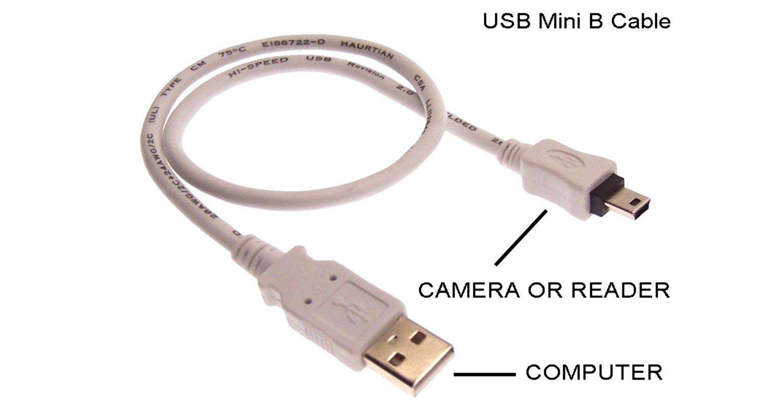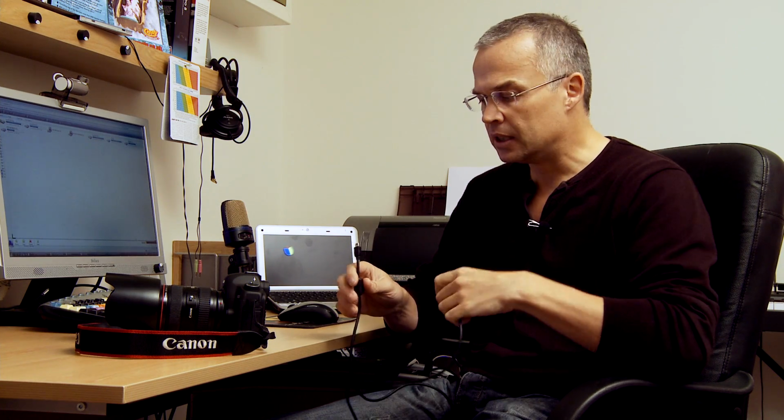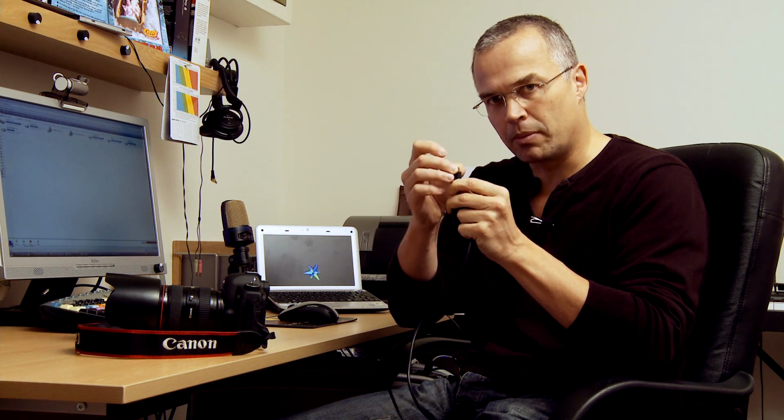And just to explain, you normally get the cable required in the box when you buy the camera. If you bought it secondhand, you didn't get these cables, the chances are you're going to need one of these. One of the ends is a USB connection which goes into your computer. You should have USB ports on the computer. And the other one is a small kind of digital USB. It's the smaller end of the cable that goes into your camera or the card reader.